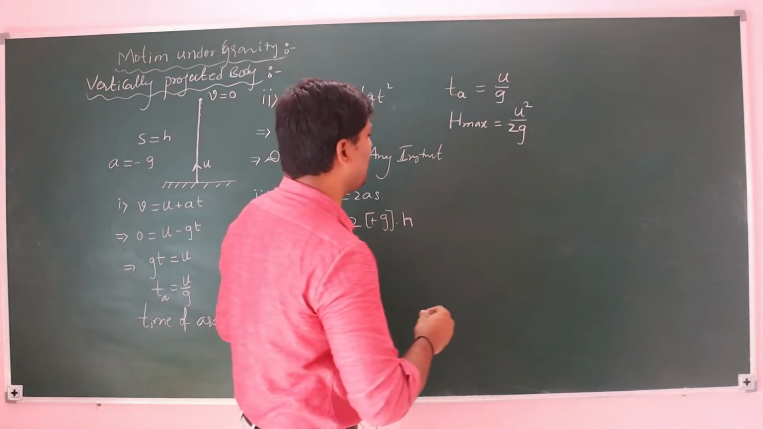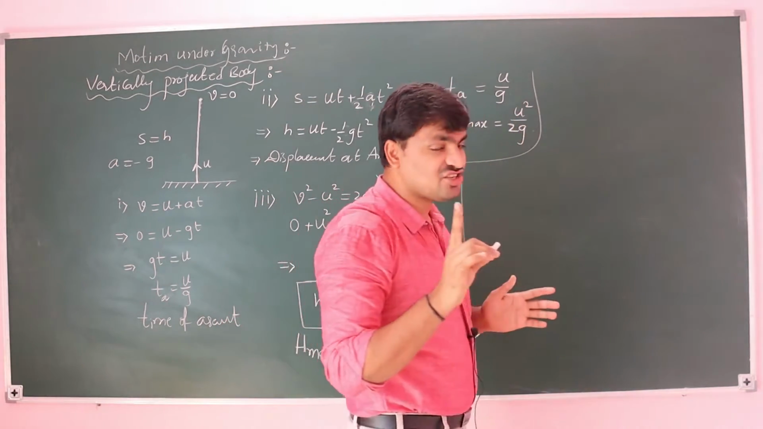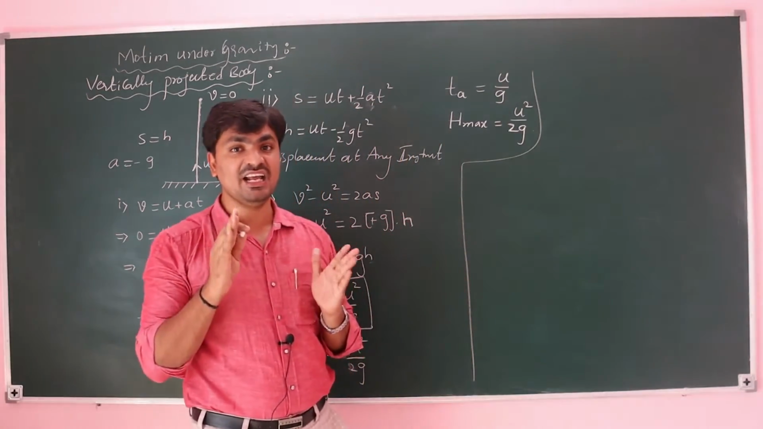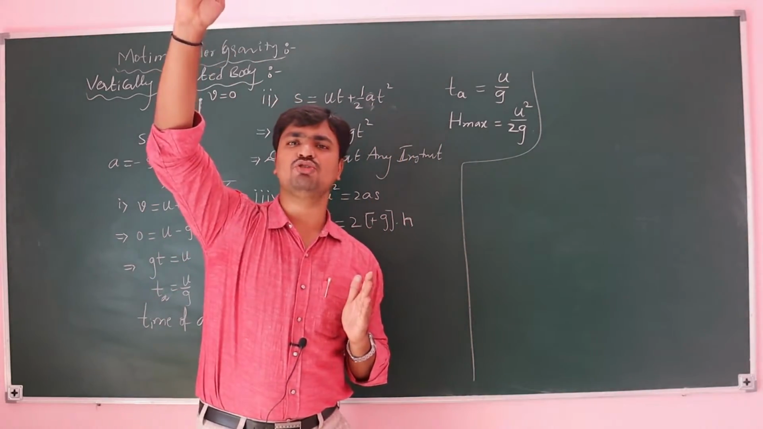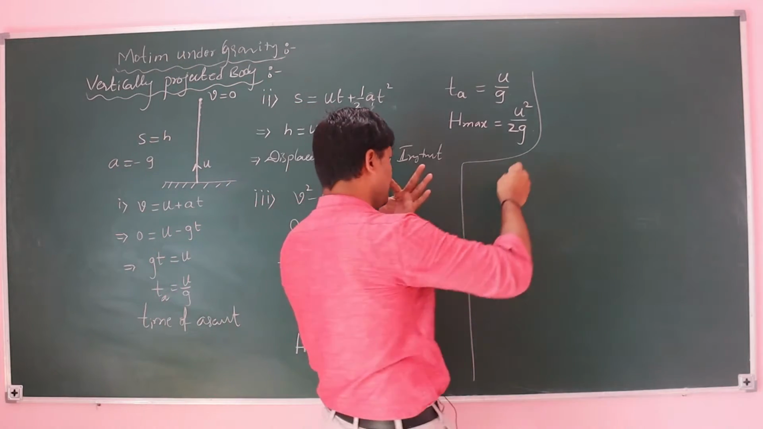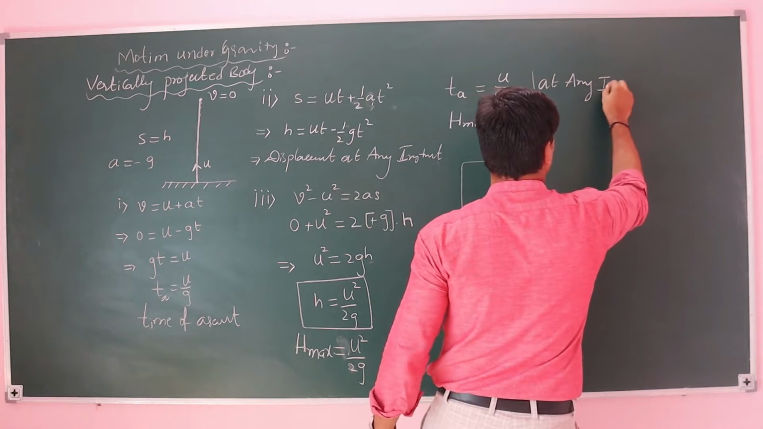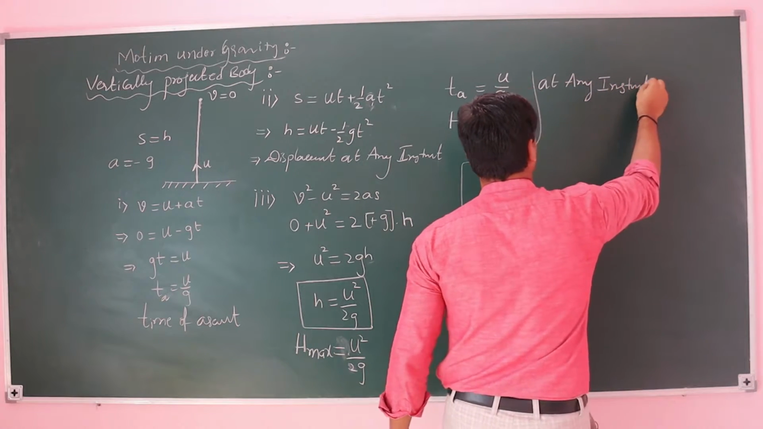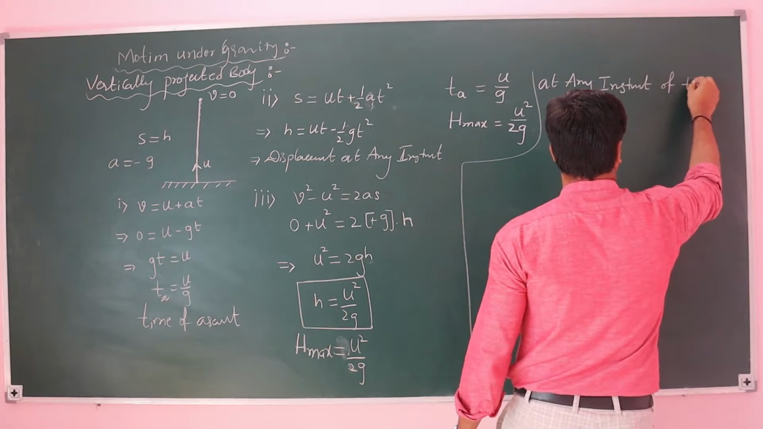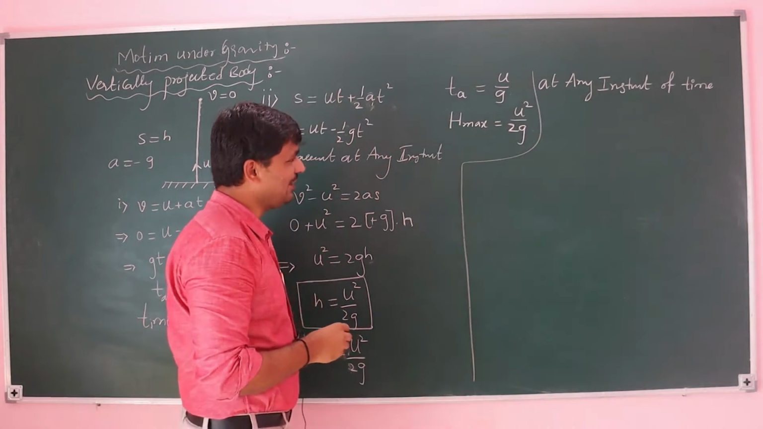And in case you are applying these equations of motion for a vertically projected body at any instant of time, that is most important, at any instant of time, not up to the maximum height. At any instant of time means in the middle of the journey. What about the values at any instant of time?